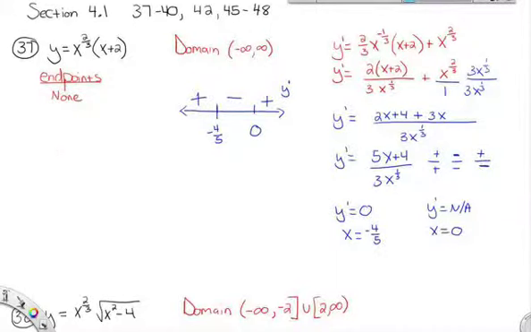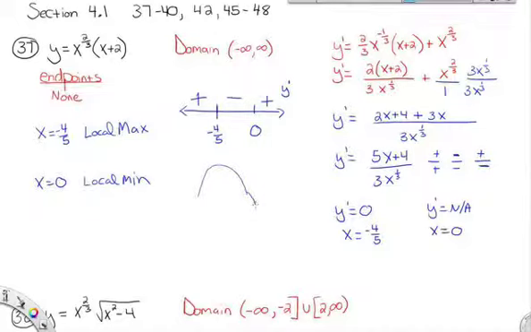So negative 4/5 is going to be a local maximum because my slope is positive and then negative, saying I'm going up, and then I'm coming back down. And then x equals 0 is a local minimum because I'm going down, and then I go back up.